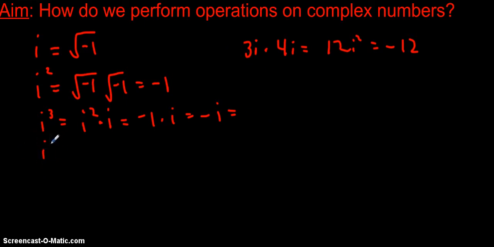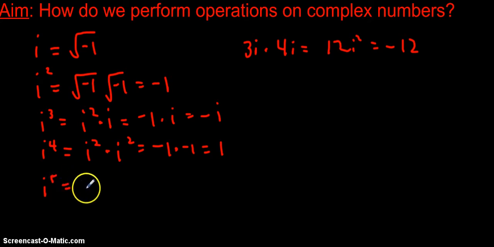i to the fourth is equal to i squared times i squared, which is equal to negative 1 times negative 1, which is equal to 1. And then this cycle repeats itself. i to the fifth is equal to i to the fourth times i, which is equal to i. So i to the sixth should be equal to i to the fourth times i to the second. So that's 1 times negative 1, which is negative 1.